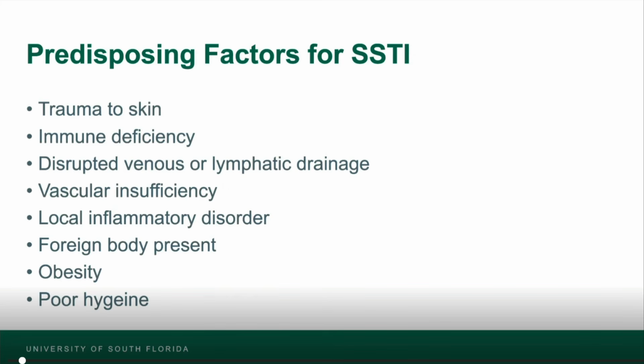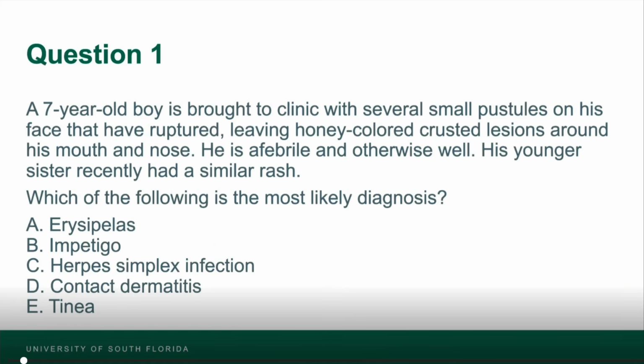Things that put people at risk for all sorts of skin and soft tissue infections: obviously, something that allows the skin barrier to be disrupted, so trauma to the skin of any sort. And then other things: immune deficiency, disrupted drainage, vascular insufficiency, inflammation, foreign body, obesity, or poor hygiene is listed as a risk factor. Okay, so now I'll stop talking so much.